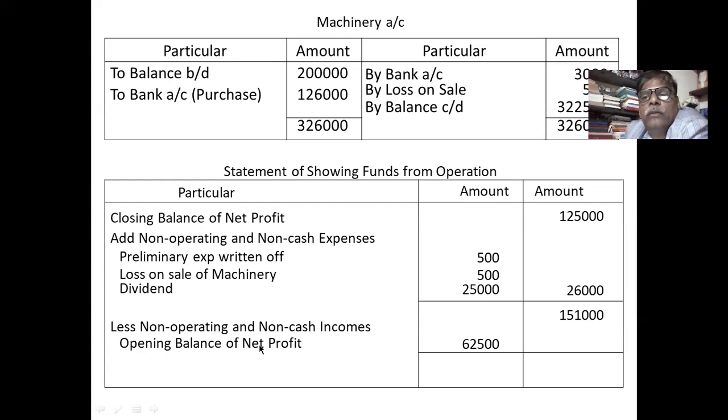Opening balance of profit means the previous year P&L account balance. Previous year P&L account balance is 62,500. You deduct 62,500, and 88,500 is the balance. 88,500 is called funds from operation. Okay. This is the funds from operation. Like this, you have to prepare the funds from operation statement.